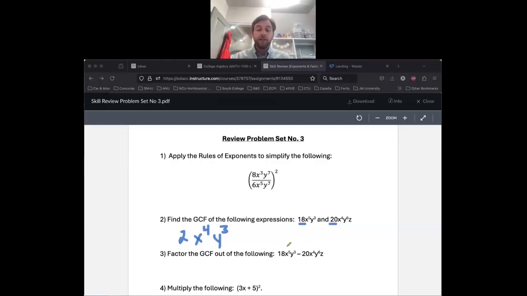The third question here says, okay, now that you know the GCF, factor out the GCF. And so remember what that process is. Once we find the GCF, you put it on the outside of a set of empty parentheses.